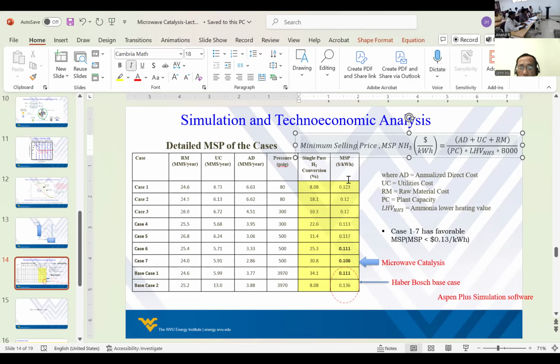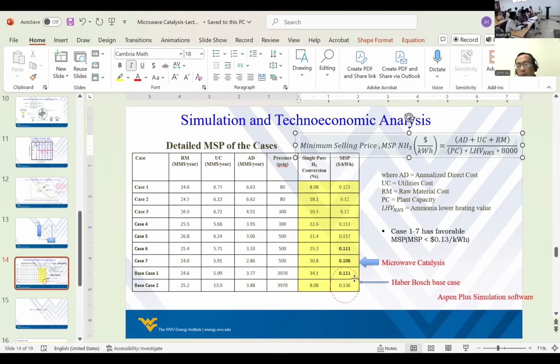So if you look at all seven cases, some cases are similar to Haber-Bosch, but some are higher. Like case 1 is 12 cents, but still within range. So all of the seven cases are within the range of the Haber-Bosch. Keep in mind, Haber-Bosch has been there for 111 years, and they built very large. If you have the microwave unit at a modular scale which can beat the Haber-Bosch price, you win the game. You follow me?